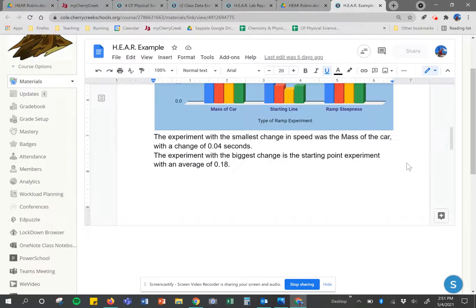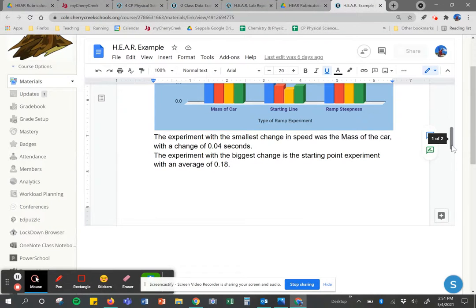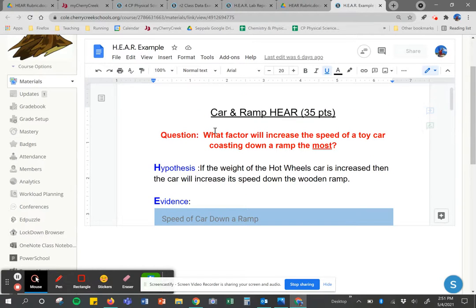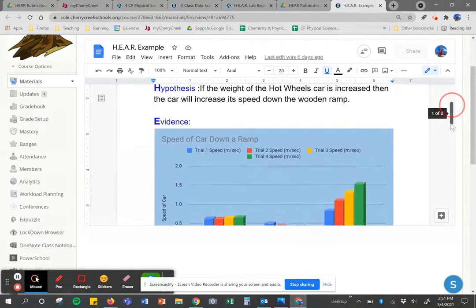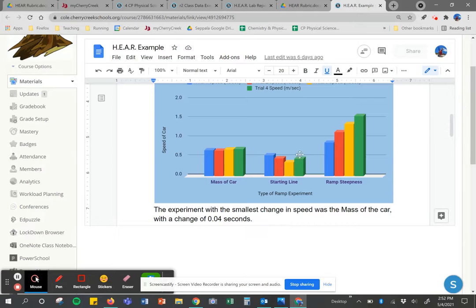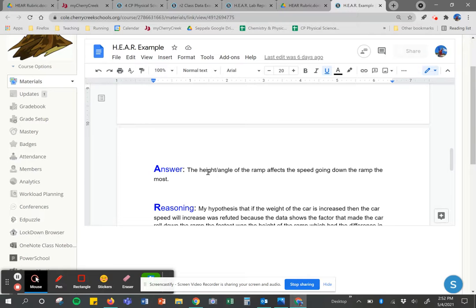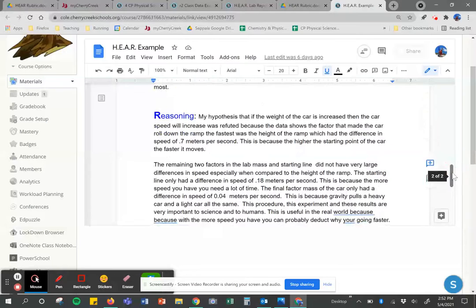This is an example from one of my juniors. His name is Mike, and he did a great job on his lab report. This is available for you as well. This is on my Schoology page. He has the question that was given to him, starting it off almost as a title, and then he has his hypothesis. He then follows it up with his evidence. He decided to show all of his evidence, which was a good idea, as well as explain the evidence in written form. After that, he has his answer, which is simply which one affected the speed the most. In this experiment, it was the angle of the ramp. And then he has a 2-paragraph reasoning section.